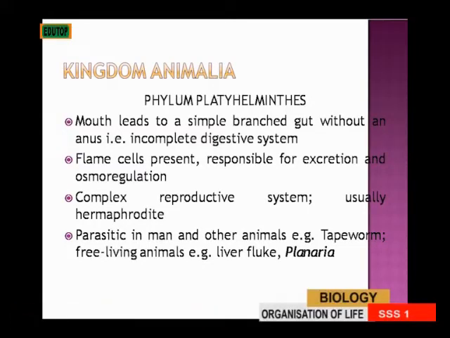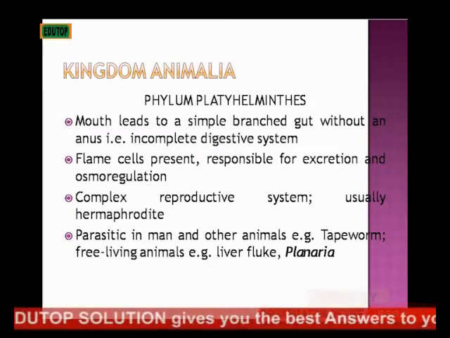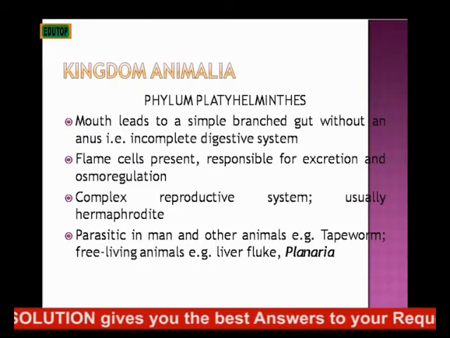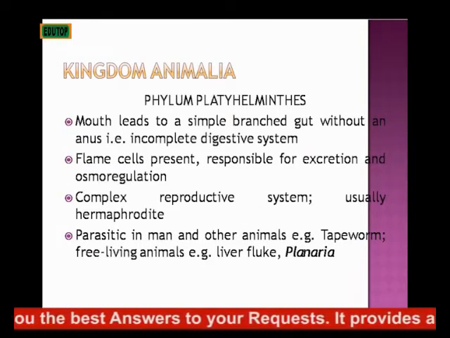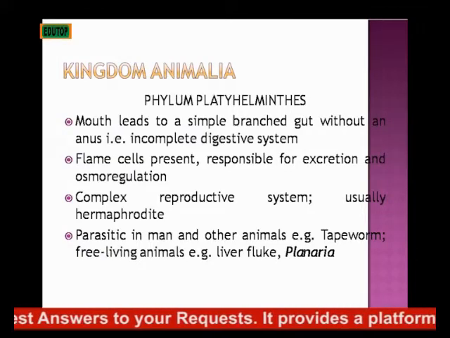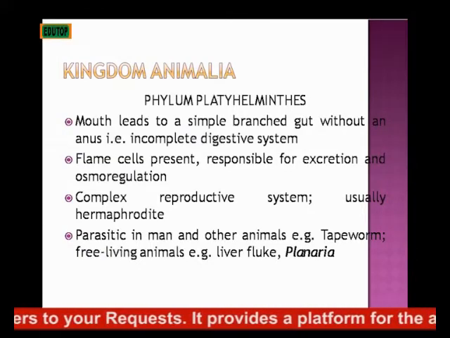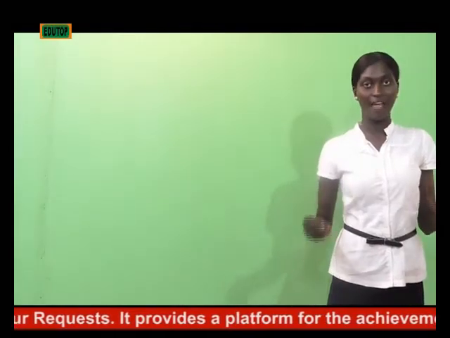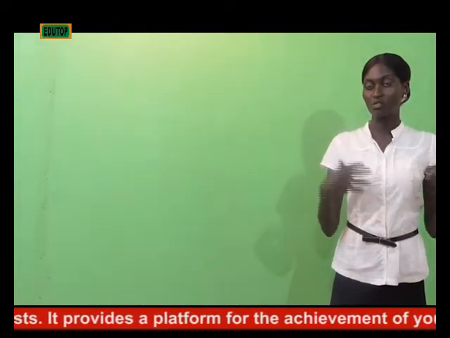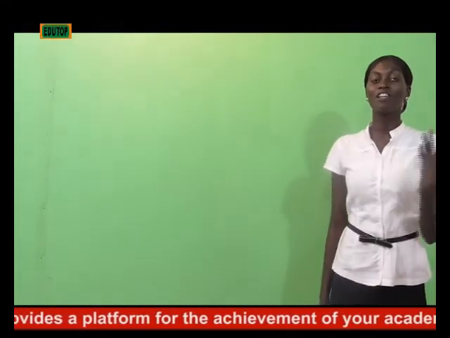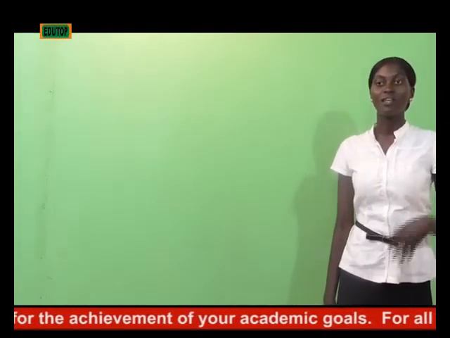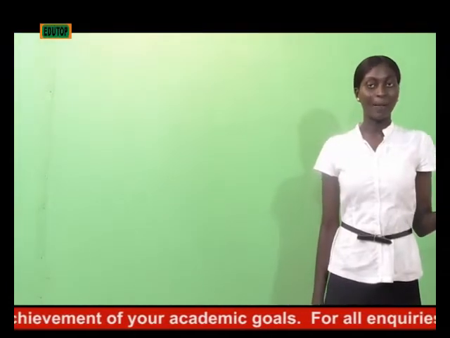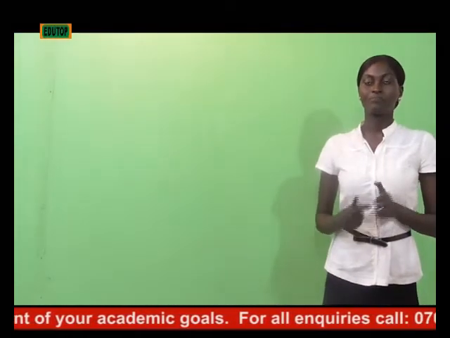An example of Platyhelminthes is the tapeworm, which is found in the intestine of human beings. So that's a parasitic form. We find it also in animals. That's why they ask you to take deworming drugs so that you can reduce their effect, because they can be harmful when they are too much in the body. Then you have the free-living ones that are not parasitic. You have the liver fluke, then you have the planaria. Those are examples of Platyhelminthes.